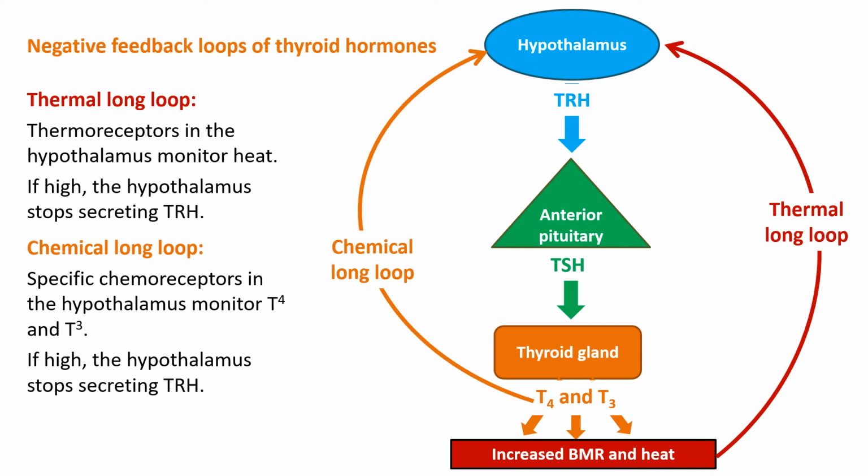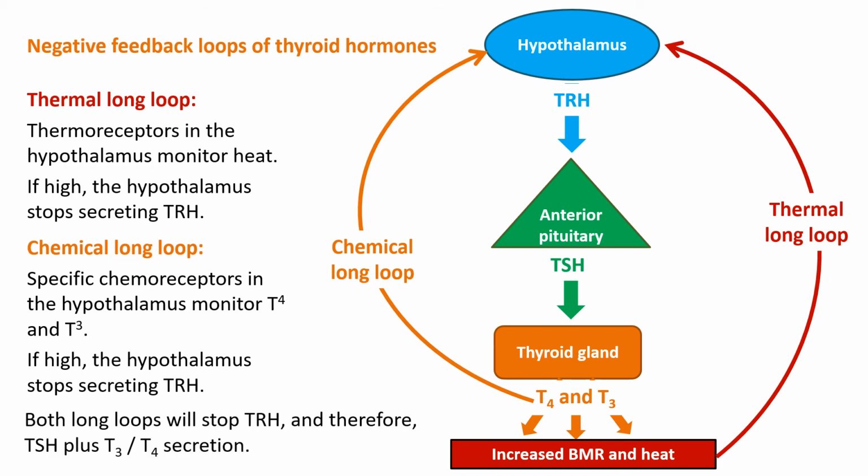The hypothalamus also has a lot of chemoreceptors. In this case, we're talking about chemoreceptors within the hypothalamus that bind thyroid hormones T4 and T3. So when there's an awful lot of them floating around in the circulation, they are more likely to bind to these specific chemoreceptors in the hypothalamus. When a lot start to bind, the hypothalamus knows that the levels of those hormones is high. So it again will stop secreting TRH. And those are our 2 long loops, one thermal long loop, one chemical long loop. Both of these long loops will stop the release of TRH, and therefore, of course, they stop the release of TSH and the release of T4 and T3.